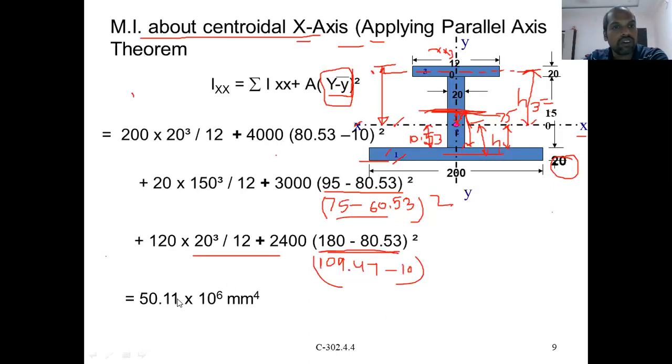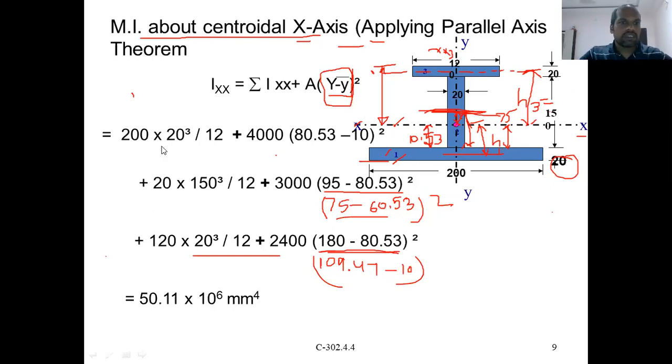So like that, you have to calculate the moment of inertia of this figure. I got 50.11 into 10 to the power of 6 mm to the power of 4. So calculation is also very important. Of course, by this time you should be very clear about using calculators, because the subject is in the second year. By this time you should have an idea how to operate calculators.